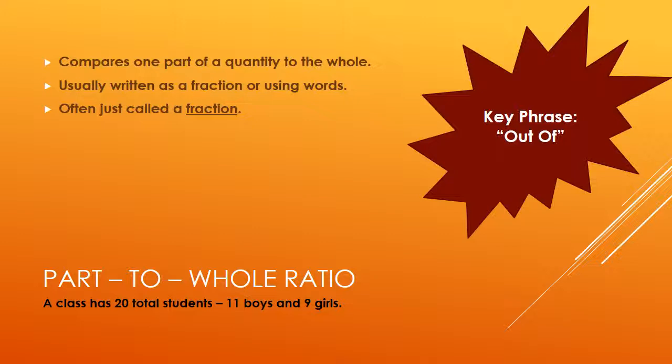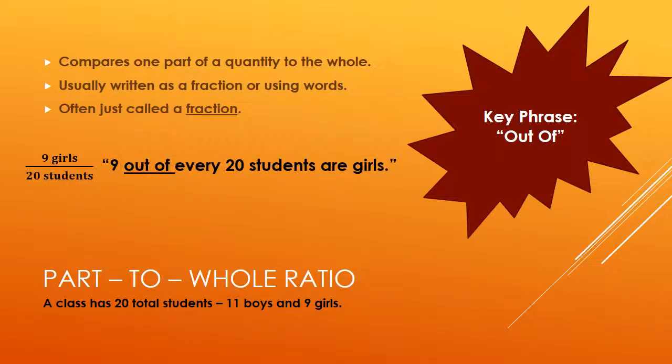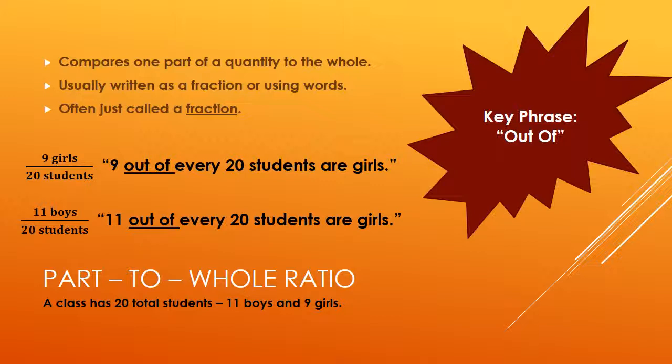So let's start by comparing the girls. There are 9 girls out of every 20 students, or 9 out of every 20 students are girls. There's many different ways to say this, but you can see over here that we would write it 9 girls over 20 students. The same thing applies for boys. It would be 11 boys out of 20 students, and this should say boys right here.